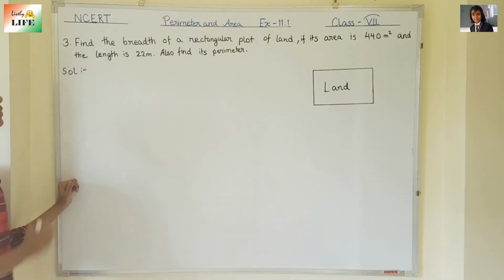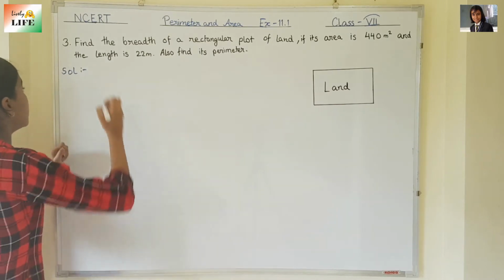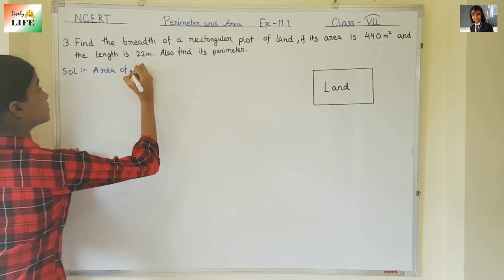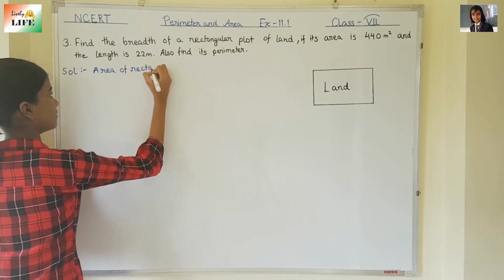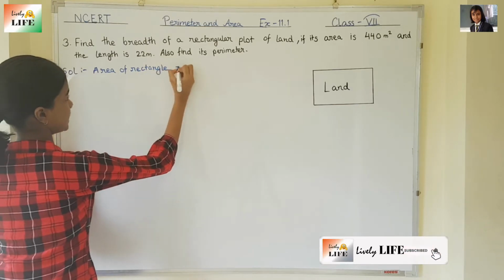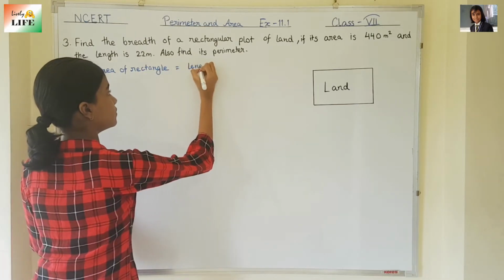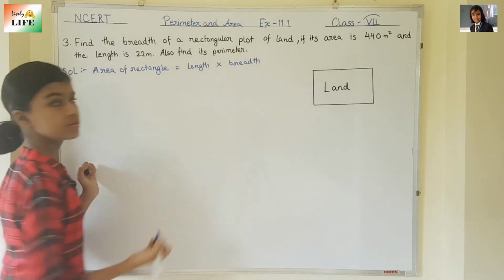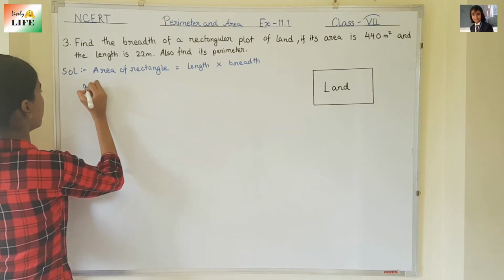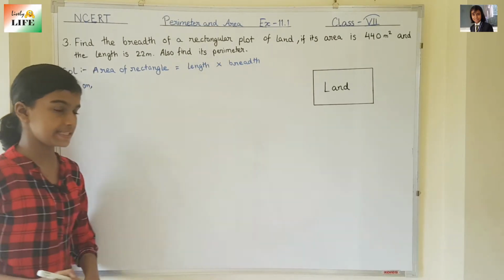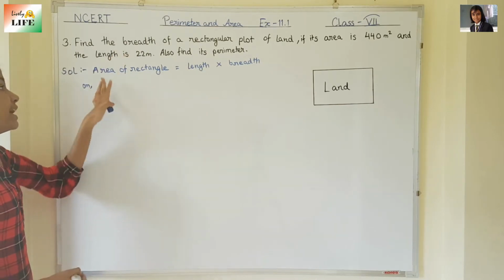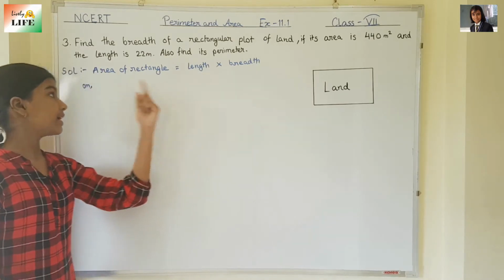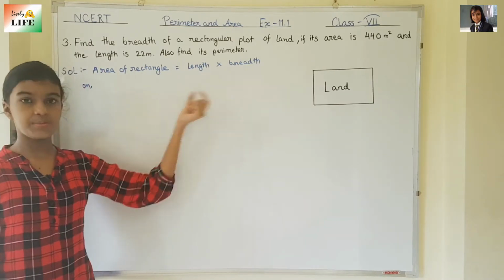Solution. First, what we are going to do? What is the formula of area of rectangle? It is length into breadth, right? Area of rectangle is length into breadth. Now, what will be the breadth of the rectangle? We need to find the breadth. Area is L into B, length into breadth. Then breadth will be area by length.